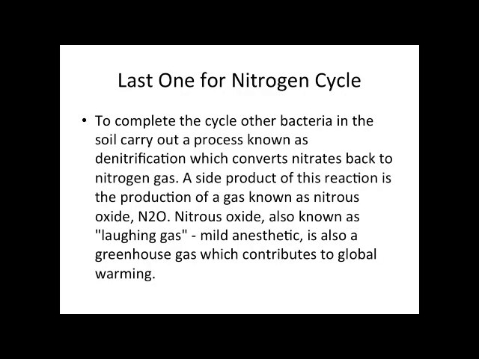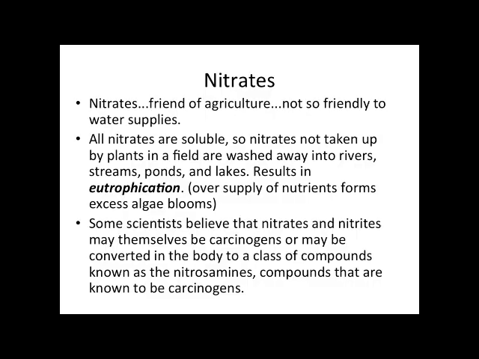All right, so then what we want to do is talk about a few different things here. Nitrates, phosphates, and mercury. These are three common contaminants we like to talk about. Nitrates are a friend to agriculture, but they're not so friendly to water supplies. They get into the water, usually from runoff from fertilizer.